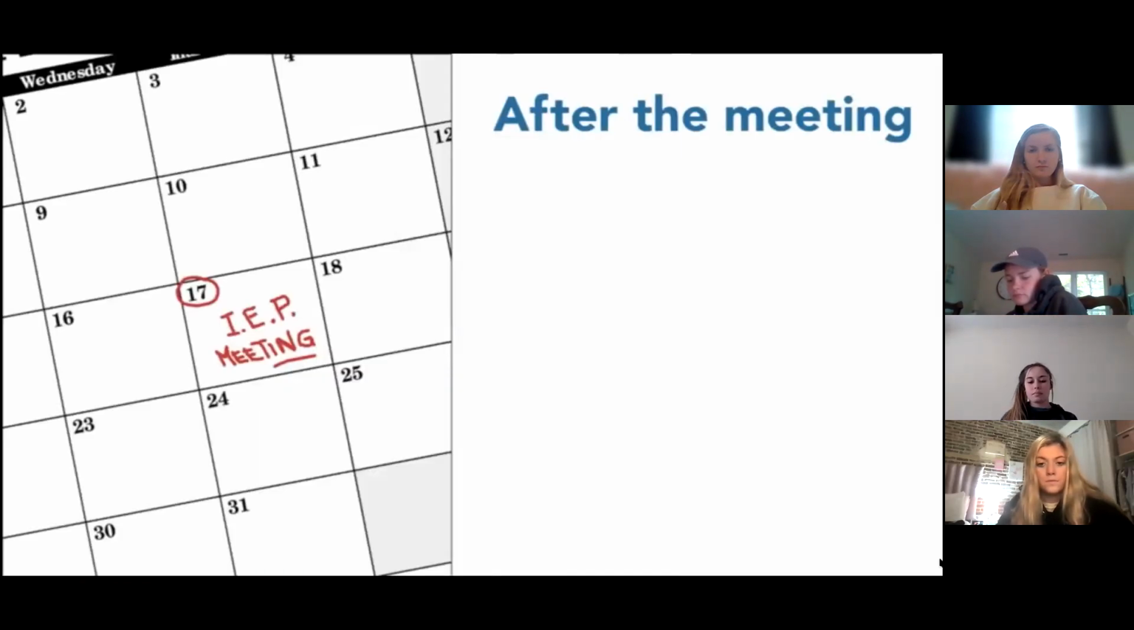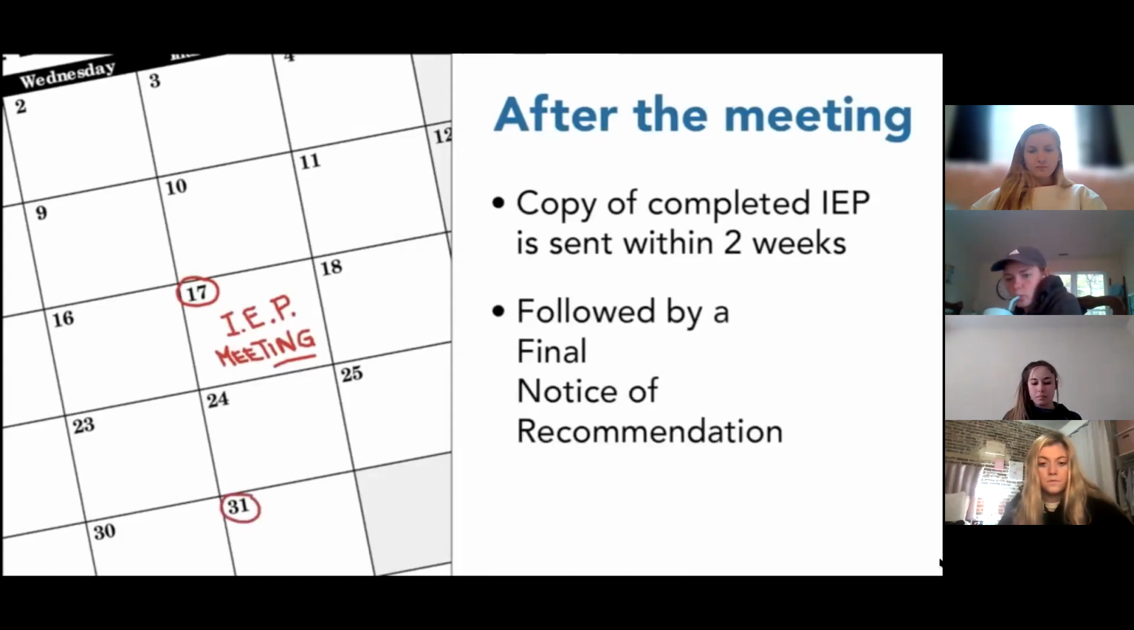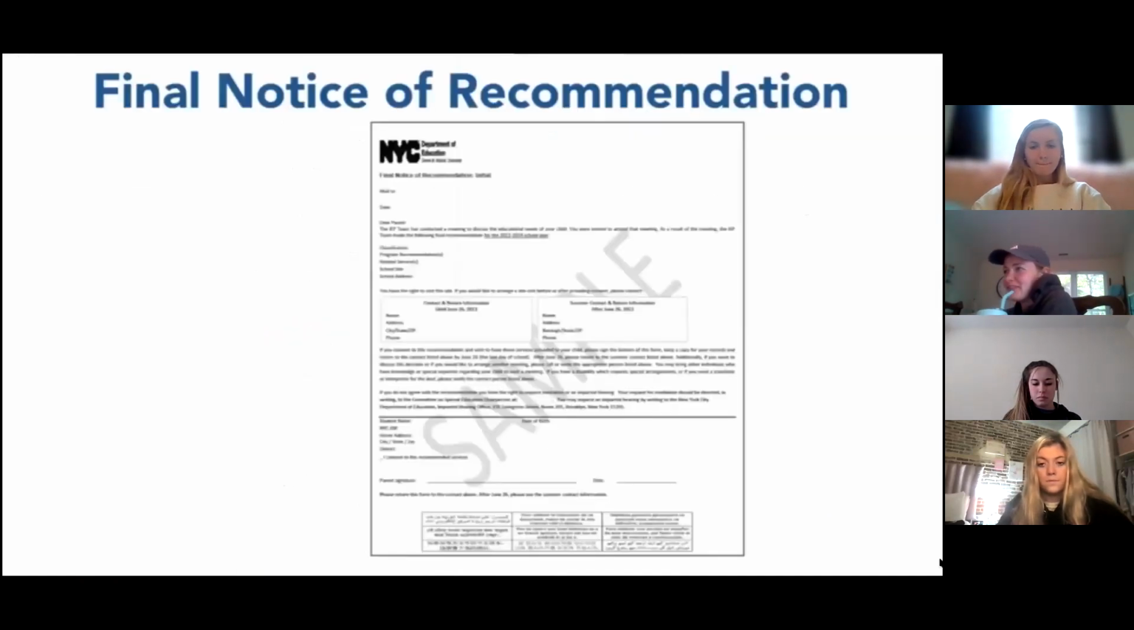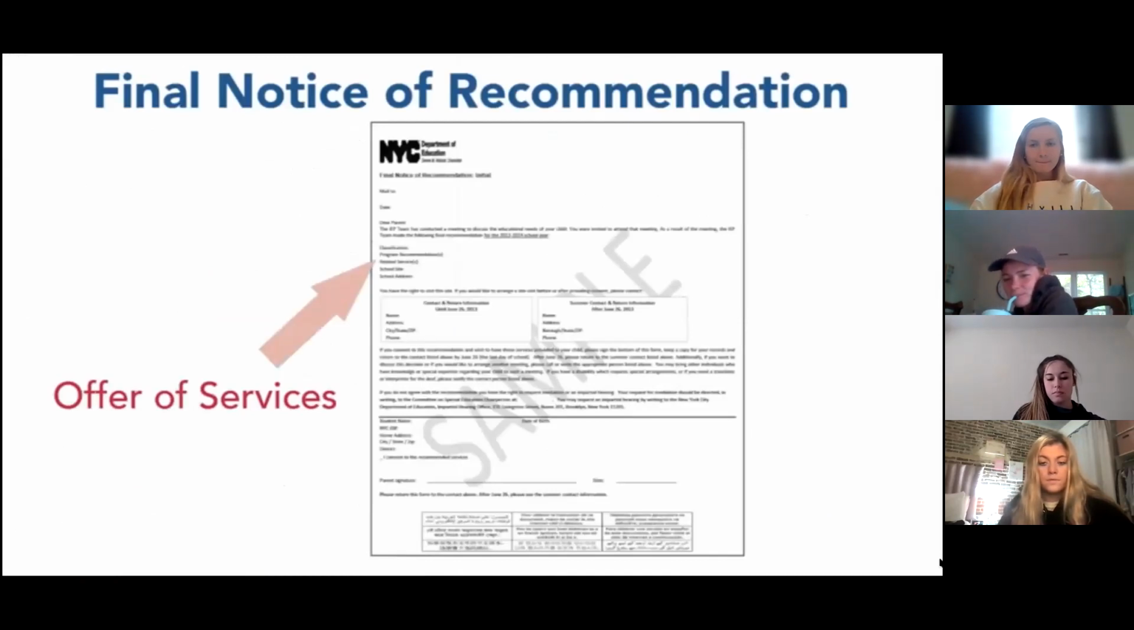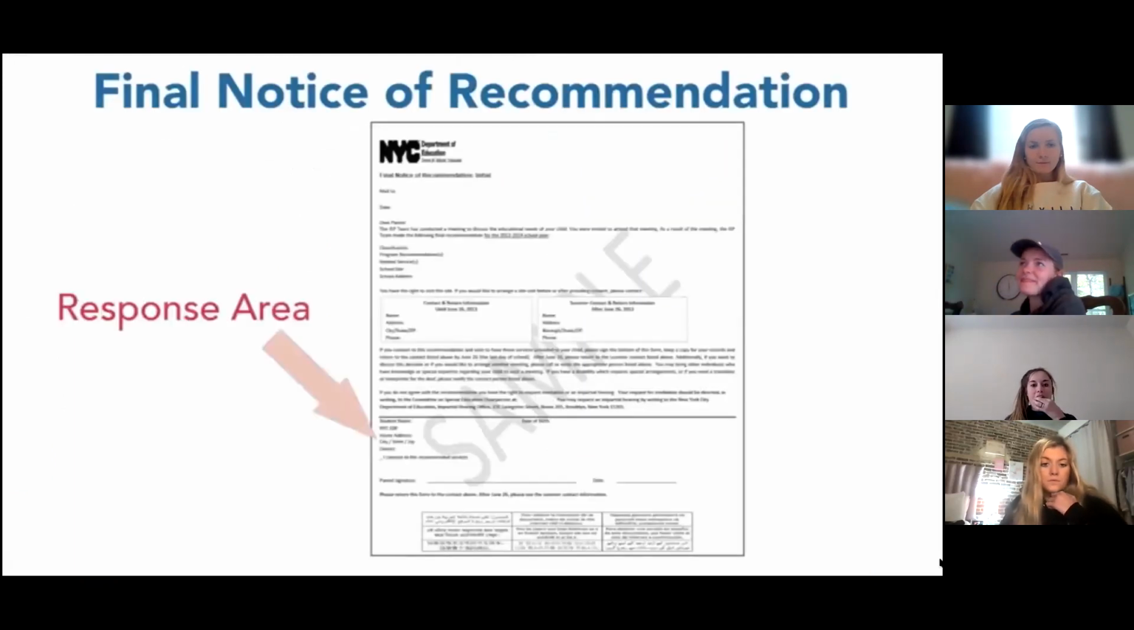After the meeting, a copy of the completed IEP is sent to the parent within 2 weeks, followed by a final notice of recommendation letter known as an FNR. This notice serves as a formal offer of services and requires a response from the parent. Whether or not you agree, it is important to respond in writing. The FNR tells you who to respond to. Signing and returning indicates acceptance.